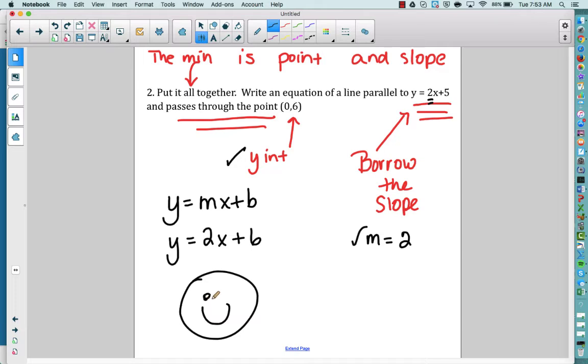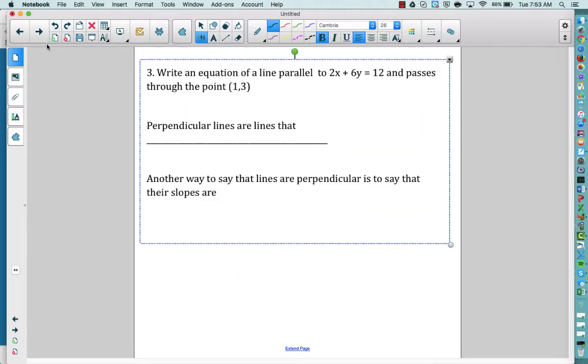So far, so good? Yay! We've got it. Let's move on. All right. You try this next one. This one's a little bit harder. So I want you to see what you can do with it and then come back to us, okay?